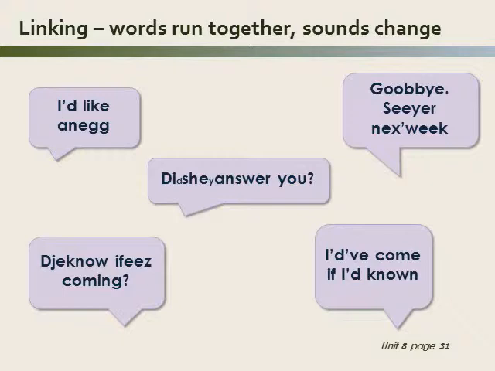Did she answer you? Sometimes if you say it faster, it can be did she answer you? And the D disappears or becomes very reduced. And we add a little extra sound in between she and answer to make it easier to run these words together. She answer you. Sometimes several sounds change. Do you know if he's coming? If you say that at speed, do you can sound like j. And if he's coming, the H disappears and becomes E.